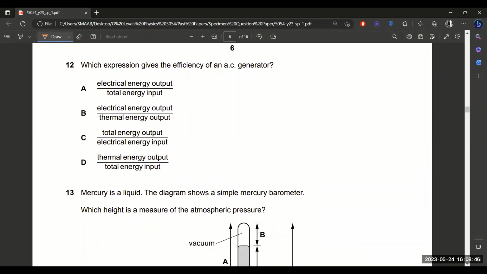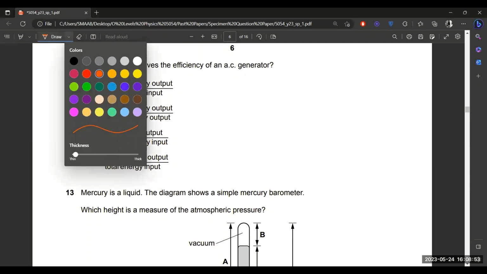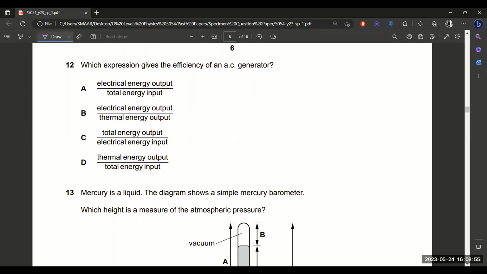Question number 12, which expression gives the efficiency of an AC generator? So we are talking about an AC generator, and we know that when we calculate the efficiency, we need to first find out the useful output, because we know that we are using a machine for our purpose. If we are not getting useful output, that means that a specific machine or that generator is useless for us.